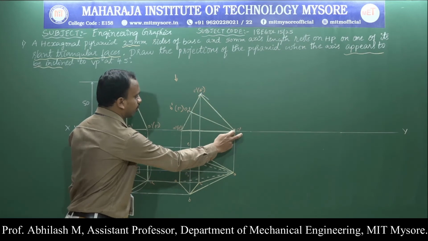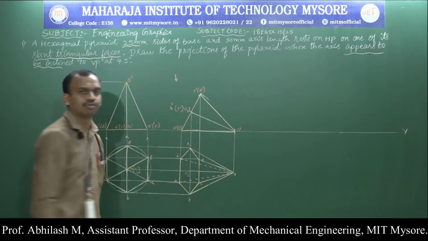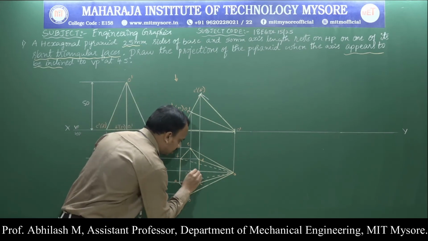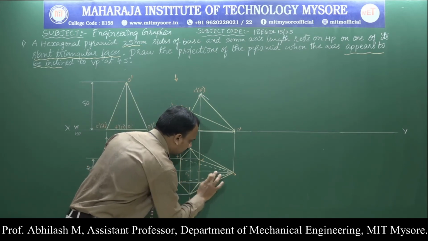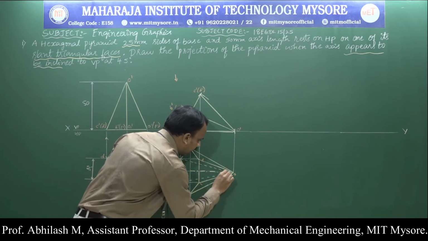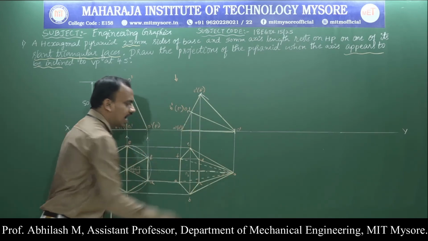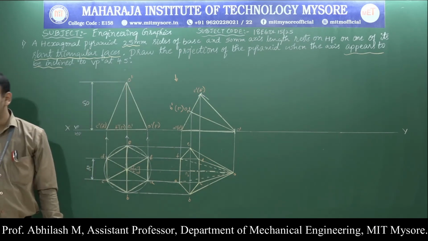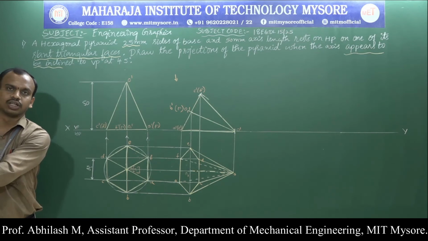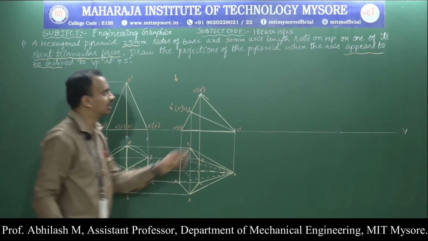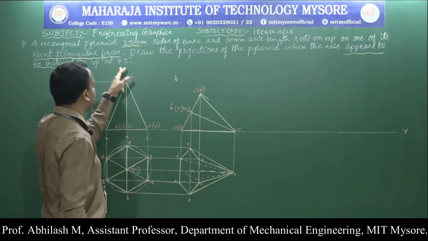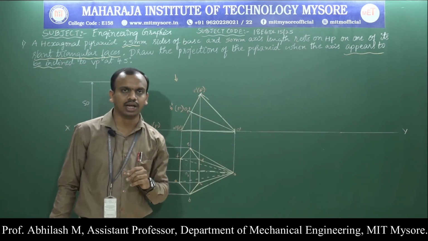Finally we are left with the axis line, that is O dash O1 dash and O1. It's a chain line. So draw a thin chain line, that is a line and a dot, which indicates the axis O1. In order to complete the final position, we are supposed to look for the other condition, where they state that the axis appears to be inclined to the VP at an angle of 45 degrees.